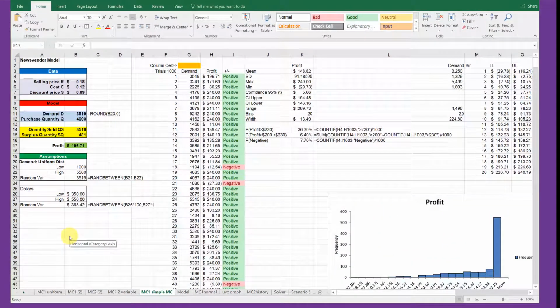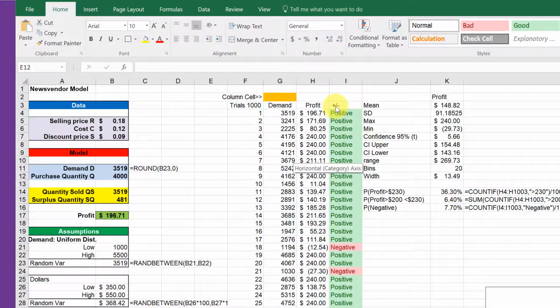Okay, we've run our Monte Carlo simulation and we produce some output. In this particular case, it's the newsboy again, and we got an output there of the demand and profit for 1,000 trials. And I added a column here just to help me visualize. I coded it using an if statement.